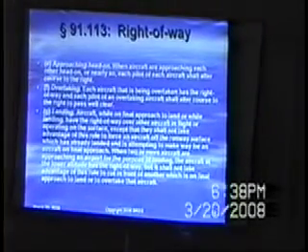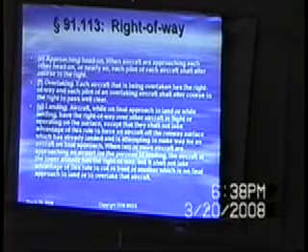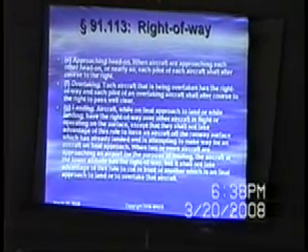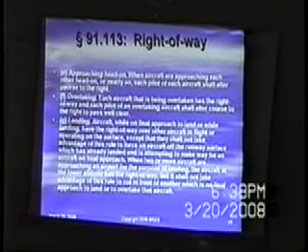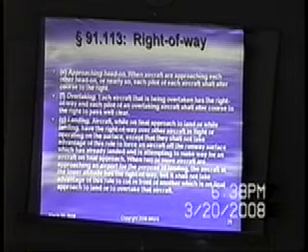Here it is, approaching head-on. When aircraft are approaching each other head-on, or nearly so, each pilot shall alter course to the right. Overtaking: each aircraft that's being overtaken has the right of way, and each pilot of an overtaking aircraft shall alter course to the right to stay clear. Well, that's the one that gets altered when you're on the ridge.